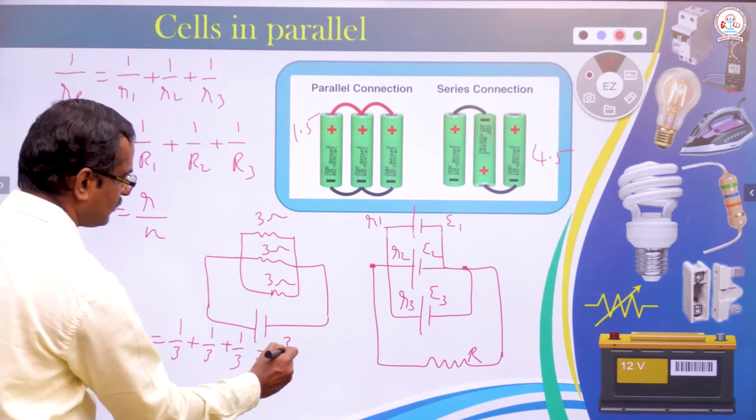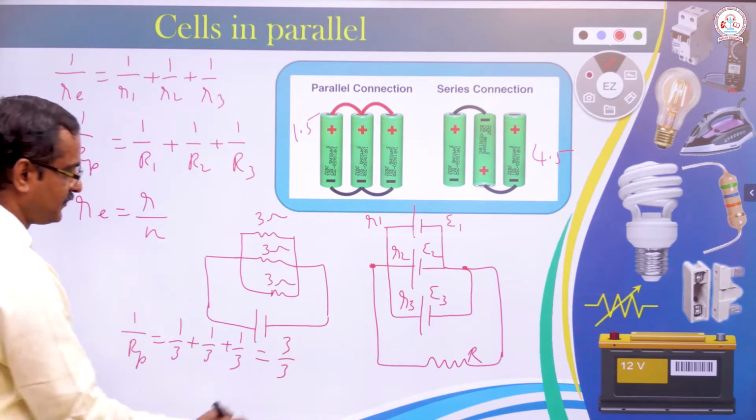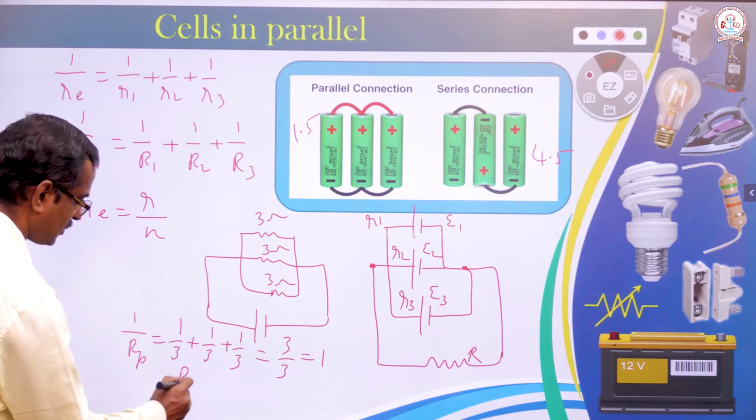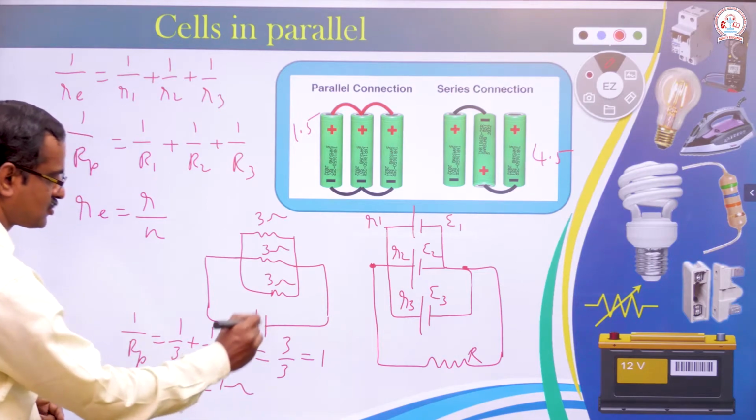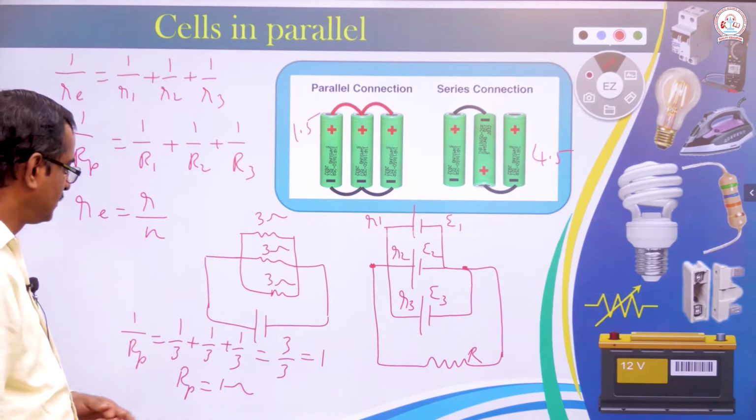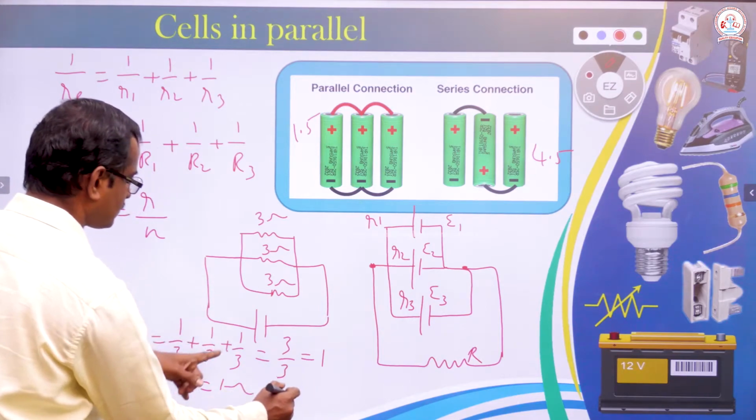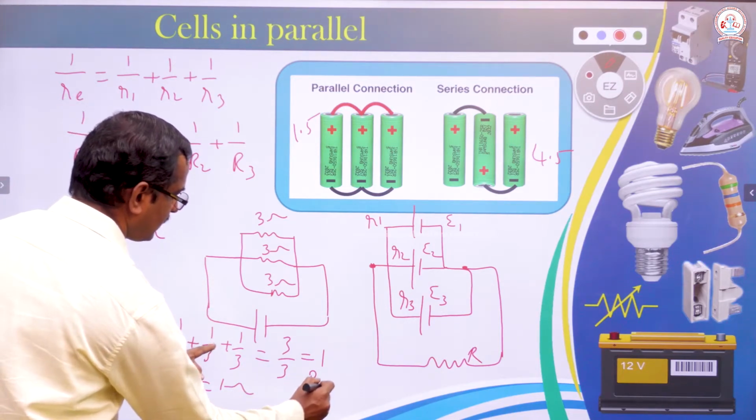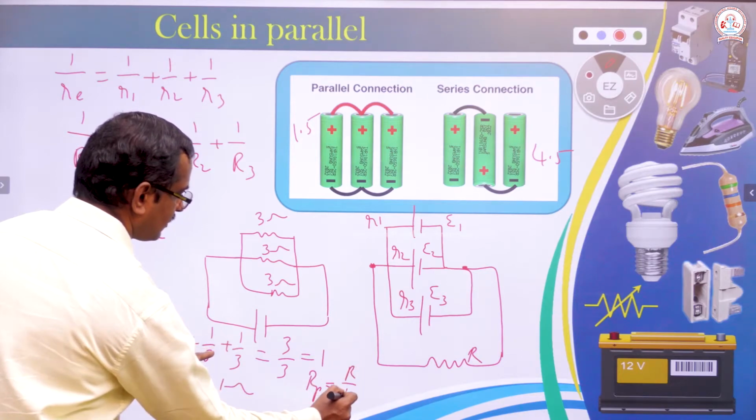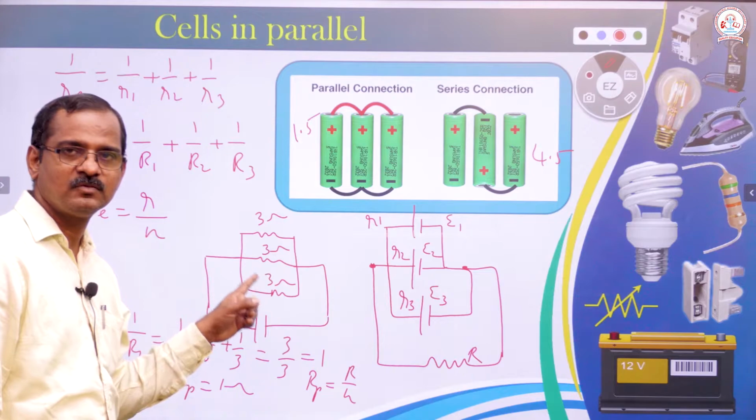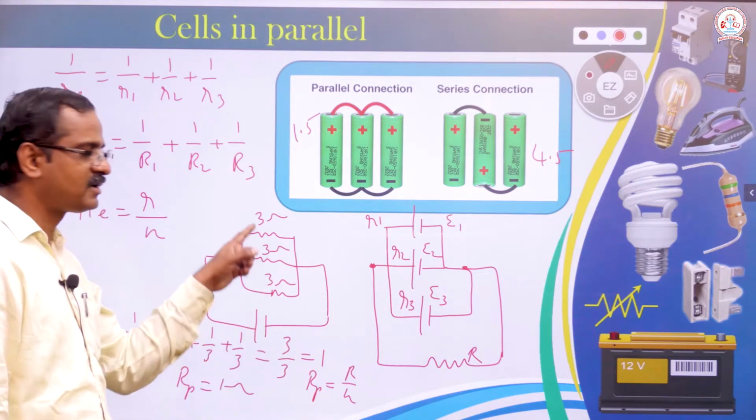That is equal to 3 by 3, that is equal to 1. Then Rp is 1 ohm. So the general formula we can write is Rp equal to R by N: the resistance of one resistor divided by the number of resistors connected.